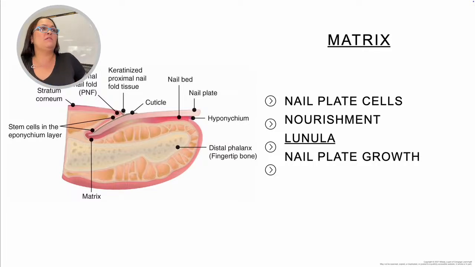And if it's damaged, no nail for you, honey. All right? So that whitish moon shape, again, is an extension of the matrix. And they're not always visible. Okay? So we don't want to mess around with that matrix. Now, that growth plate, the nail plate growth, like I said, is directly related to your matrix.